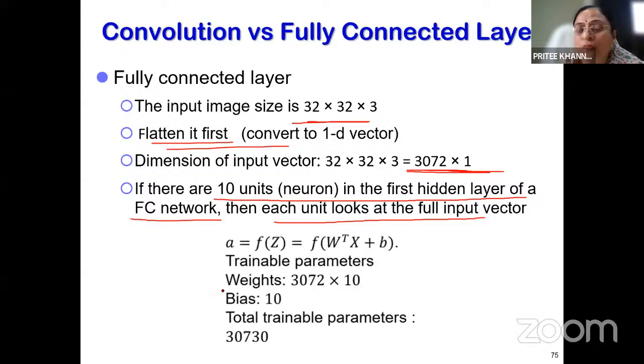So what will happen here? How many training parameters will there be? You can see here 3072, and each will be looking at the full input vector, right? So 10 neurons here, and each is looking at a full input vector. So 3072 cross 10, and then 10 filters are there, so 10 biases. So if you just see there, these many training parameters, right?